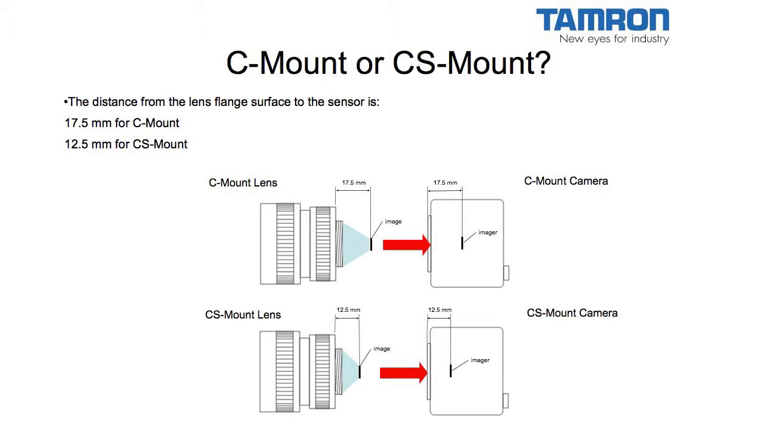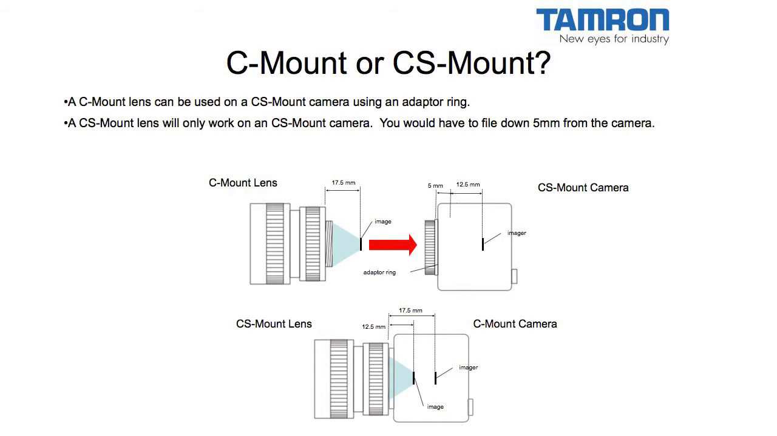Generally, a C-mount lens is used on a C-mount camera, and a CS mount lens is used on a CS mount camera. A C-mount lens can be used on a CS mount camera using an adapter ring. The adapter ring serves to increase the distance between the lens and the camera so that the image produced by the lens is aligned with the imager. It is not possible to use a CS mount lens with a C-mount camera.